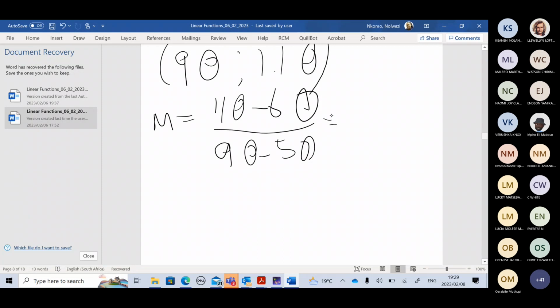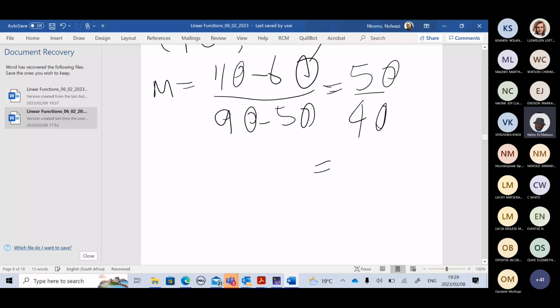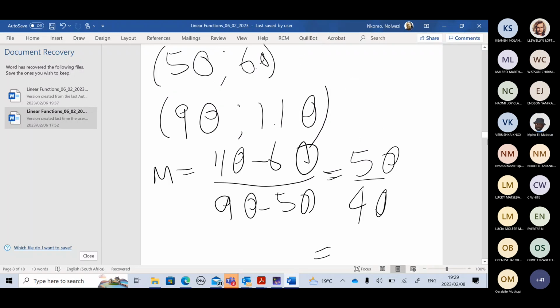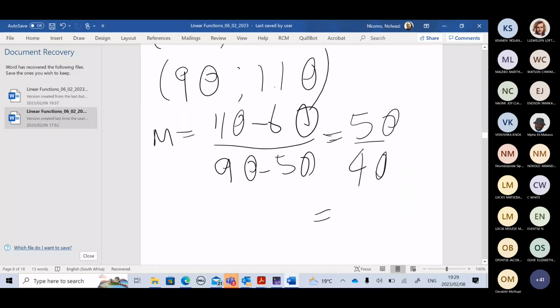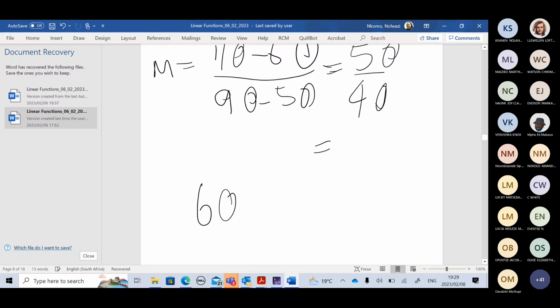And this is 50 over 40. Isn't it supposed to be y2 minus y1 divided by x2 minus x1? Yes, it's y2 minus y1. So is y represented by P or by Q? Y is represented by Q. Oh, so we're supposed to have 60 minus 110, so yeah, supposed to have 90 minus 50, because y is represented by Q.